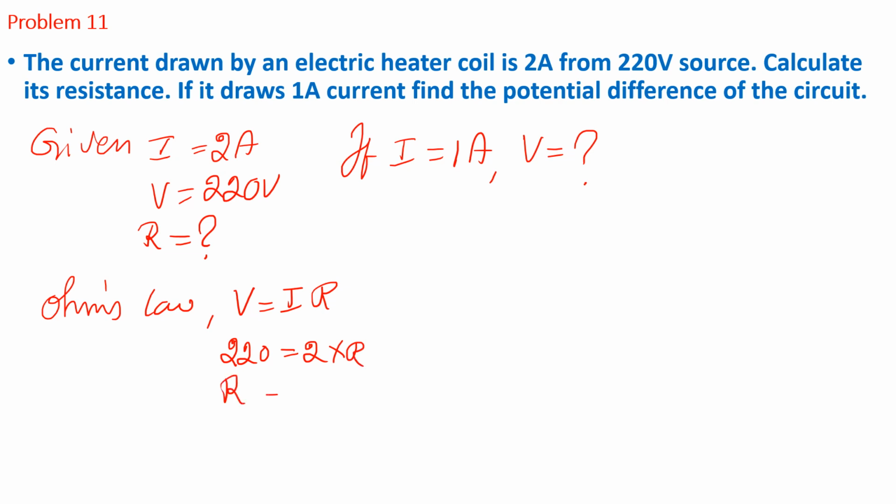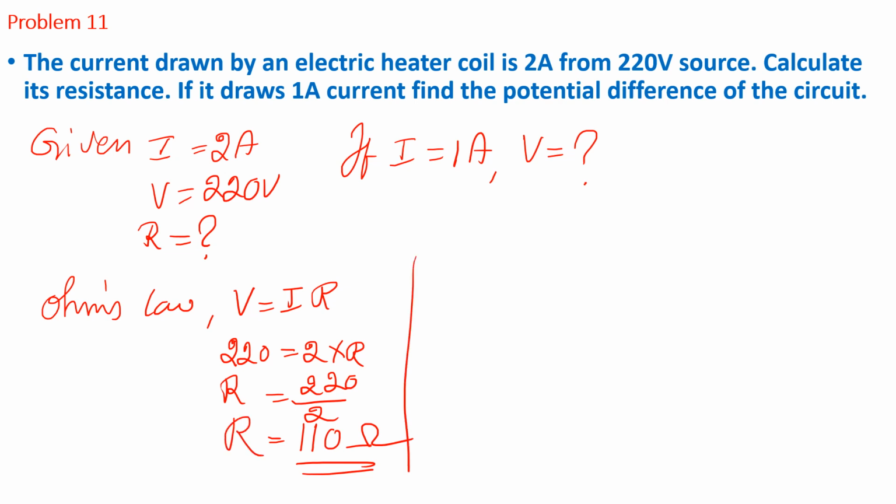So R is equal to 220 divided by 2, which is equal to 110 ohms of resistance that particular electric coil will have. So R is equal to 110. Sorry, not 120, it is 110. Then the next question is, if I is equal to 1 ampere, V equals how much?